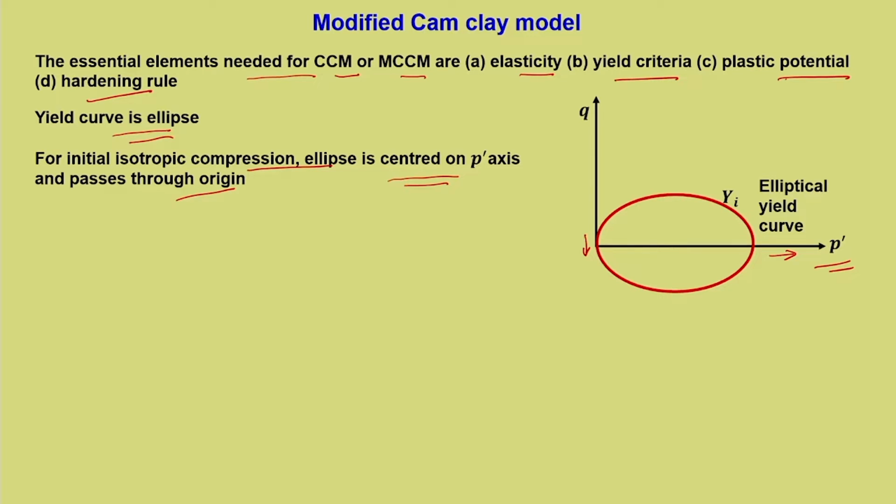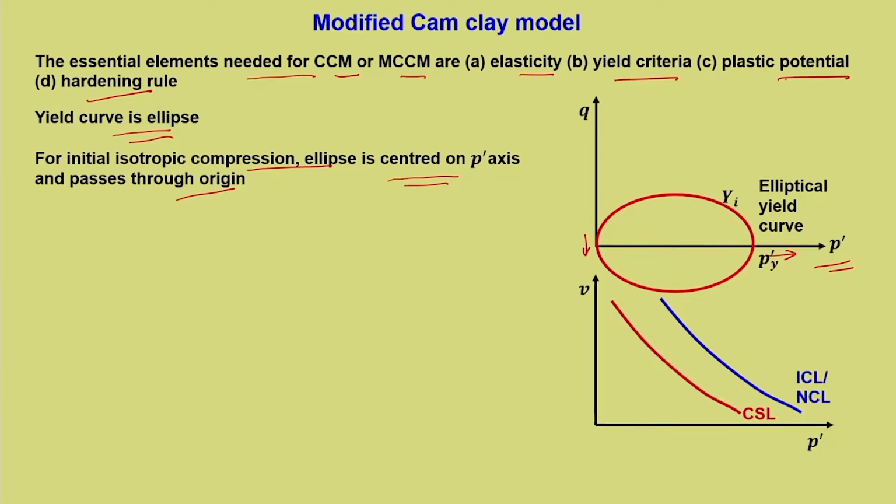Let us call it yi, and the yield curve is defined by its p'y, that is the yield point. So, this also we know, we have already seen this. Now, on the ICL NCL, p'y is transferred to this particular point. Now, we need to see that this is another very important aspect, that the midpoint of the major axis is here. So, this is p'y by 2, this particular point, and that is the point through which the critical state line goes.